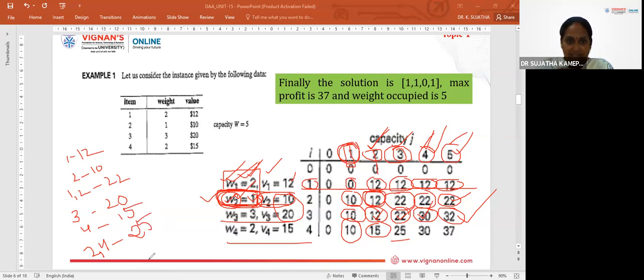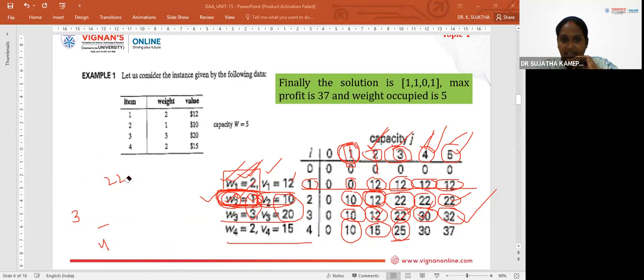I can place the second and third. It will not be possible to place the second and third because the weight becomes 4, but here the capacity is 3 only. That's why I cannot place this one. So these are the possibilities that I have. Out of this, 25 gives the maximum profit. So that's why here in the capacity 3, I can select both the second and fourth objects, right?